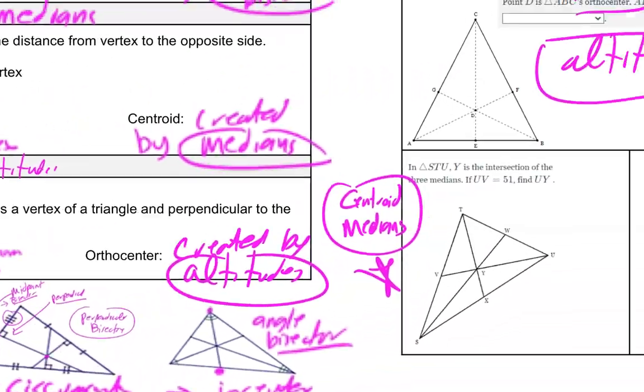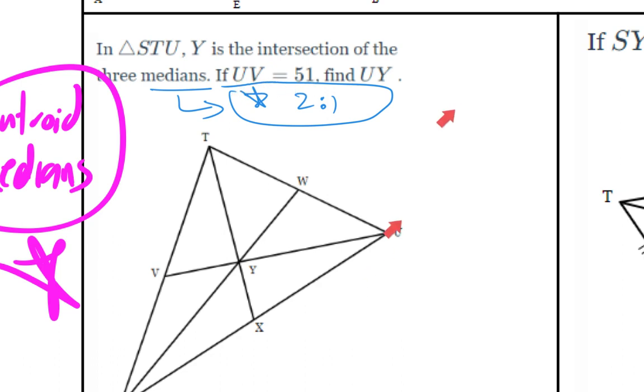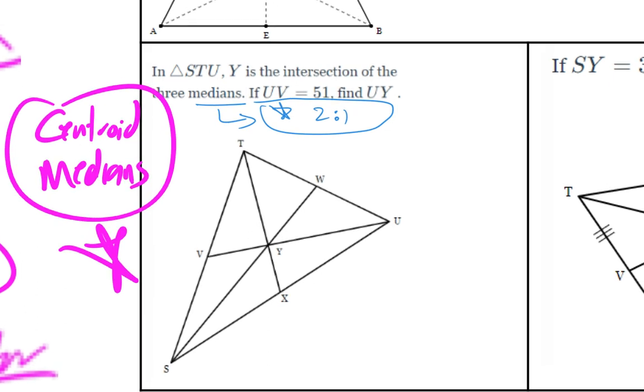All right, so let's look over here. It says in STU, Y is the intersection of three medians. Okay, medians tells us this is a centroid. So that's our key word, that we have a 2-to-1 ratio. That's our hint, because it says median. That's what that tells us. All right, so if that's the case, let's look at what they give us. They say UV is 51. So it's important to trace this out with our marker or something like that. UV goes from U to V, so that way we don't forget anything. So from U to V, and that whole thing is 51. So here's what we're going to do. First thing we're going to do is draw a picture.